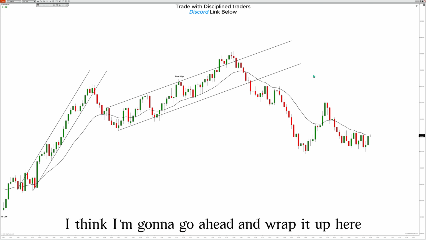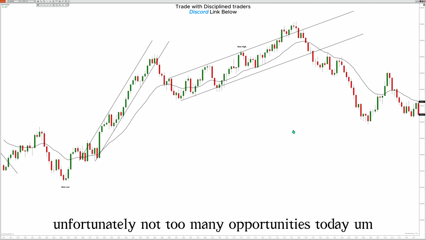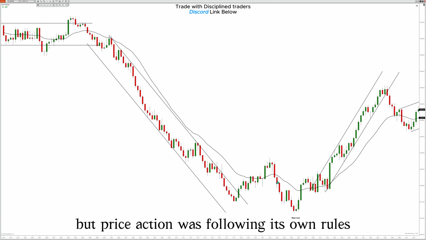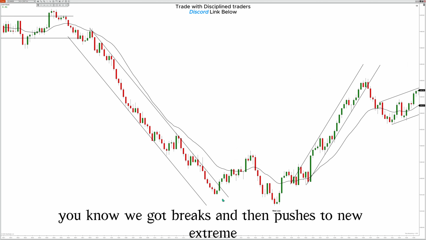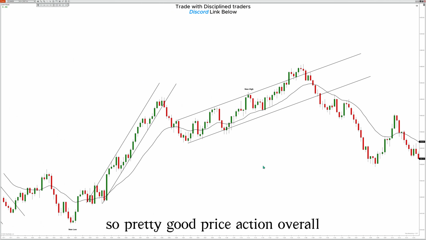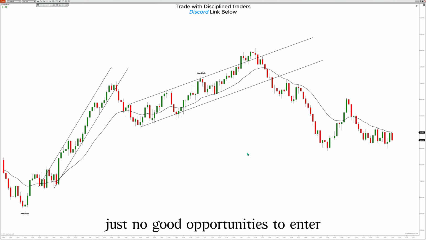Alright guys, I think I'm going to go ahead and wrap it up here. Unfortunately, not too many opportunities today, but price action was following its own rules. You know, we got breaks and then pushes to new extreme. So pretty good price action overall, just no good opportunities to enter.